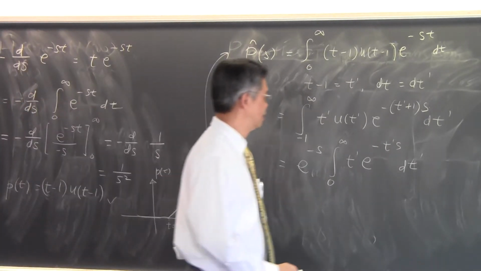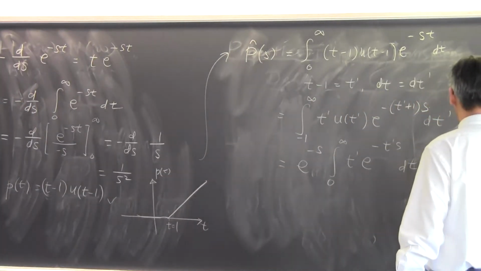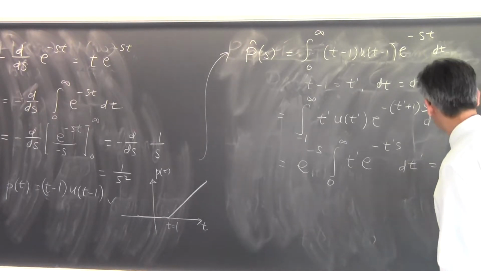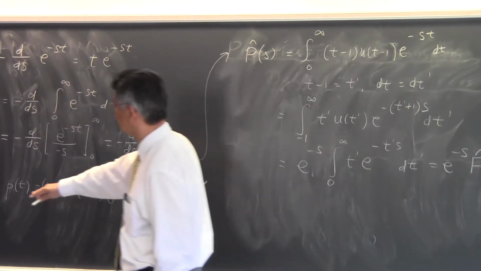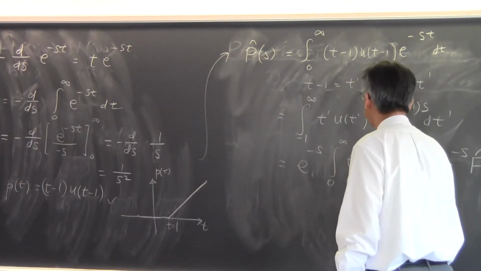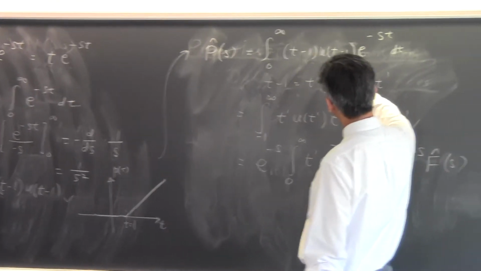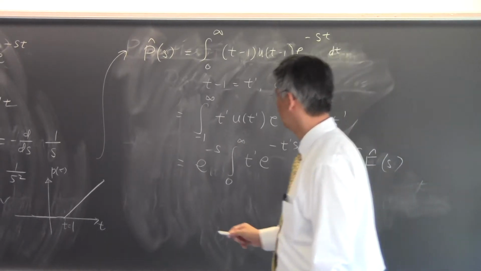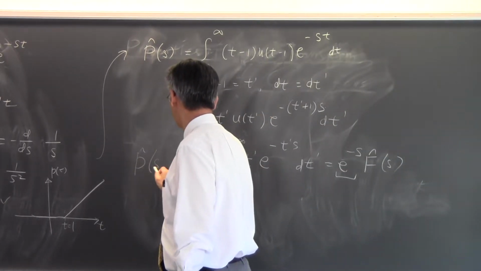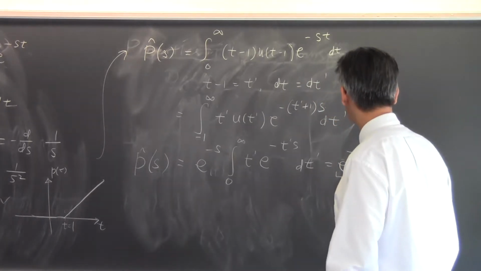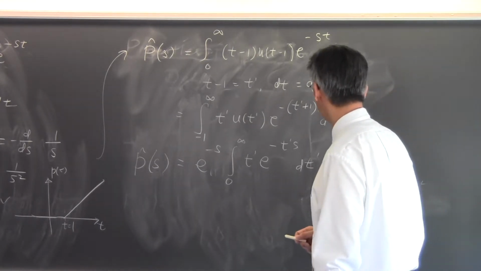Okay? And it's actually equal to e to the minus s f of s, because this part is exactly the same as this part over here. So this is a time delay property of the Laplace transform. If you time delay it, you add a phase factor to the Laplace transform, just like what you had done in Fourier transform before. Okay, except that you add this phase factor.